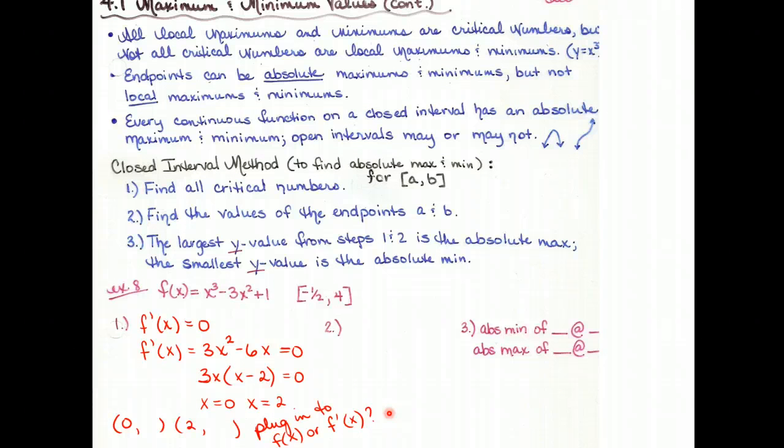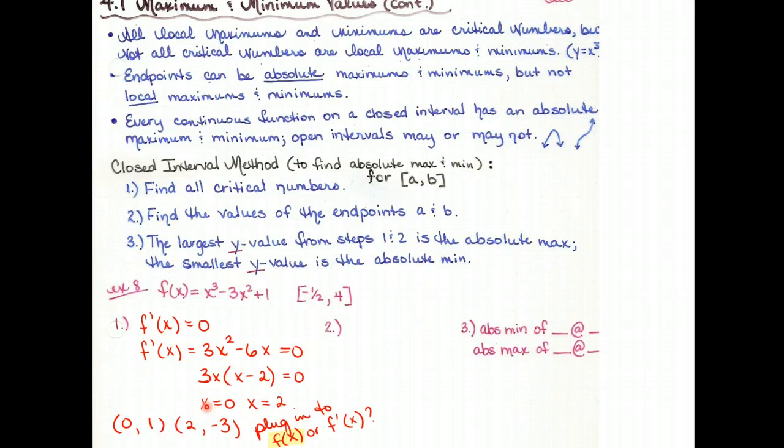So if I take 0 and plug it back in up here, I'm going to get 0 cubed minus 3 times 0 squared plus 1, so I'd get 1. And if I take 2 and plug it back in, 2 cubed minus 3 times 2 squared plus 1, that's going to give me negative 3. So I have (0, 1) and (2, negative 3) so far. Plugged in 0, got 1, plugged in 2, got negative 3.